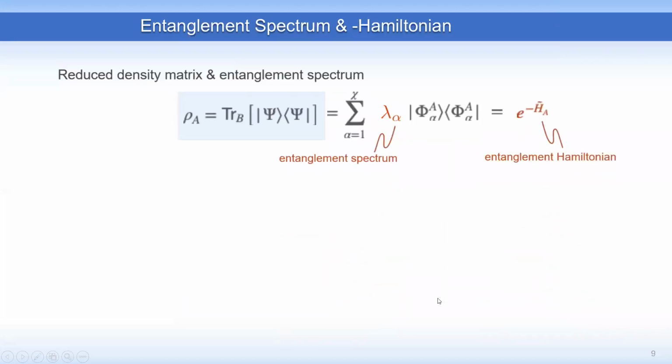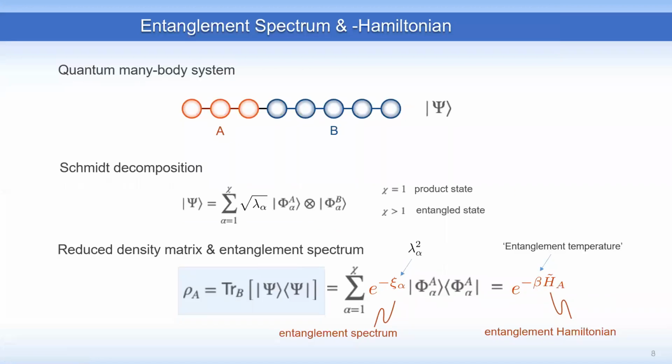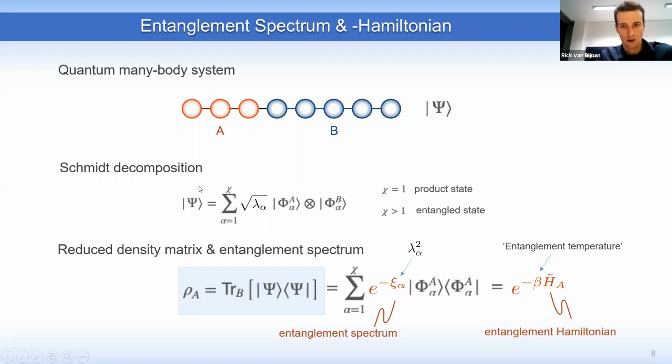Can I ask a quick question here, Rick? Yes. Is this assuming the reduced density matrix is diagonal necessarily, like rho A? No, it's not diagonal. Well, yeah, it's diagonal in the basis of phi alpha A. But this is still a matrix. If I just take a state vector, it depends on your basis. If I just take a random basis somewhere, then this is still a matrix.